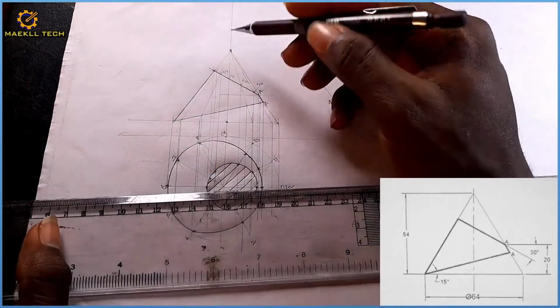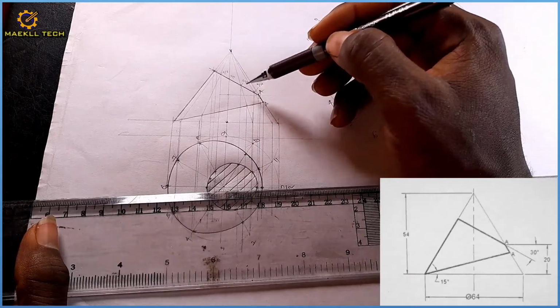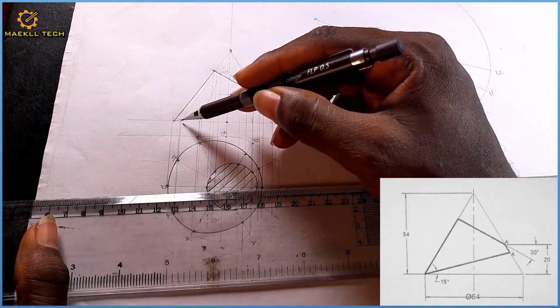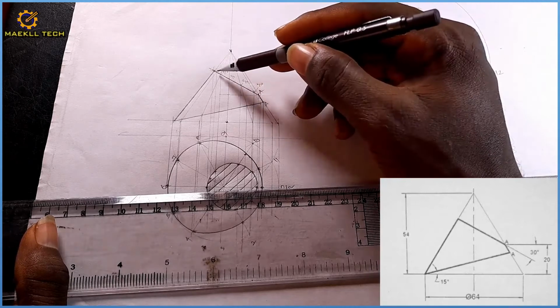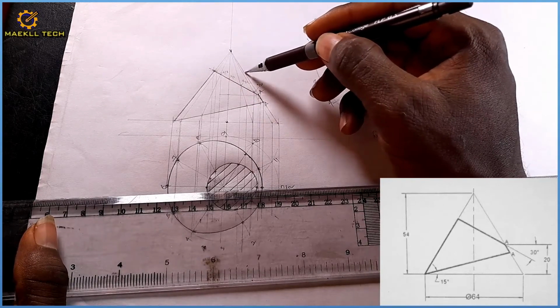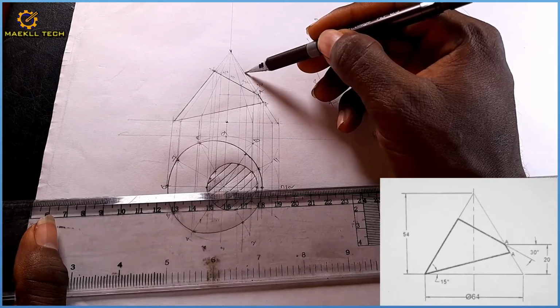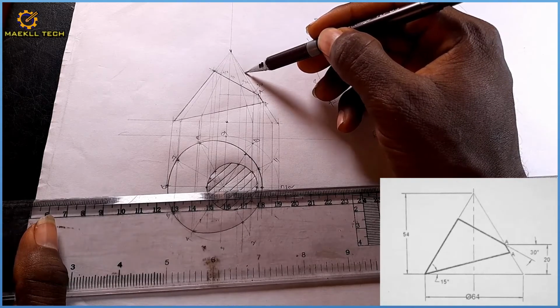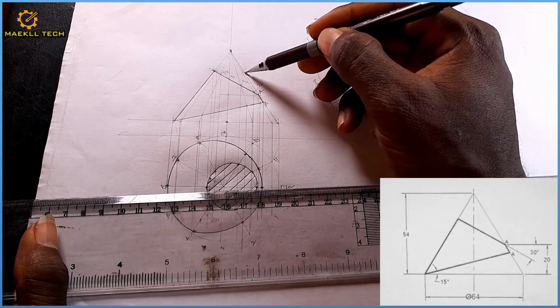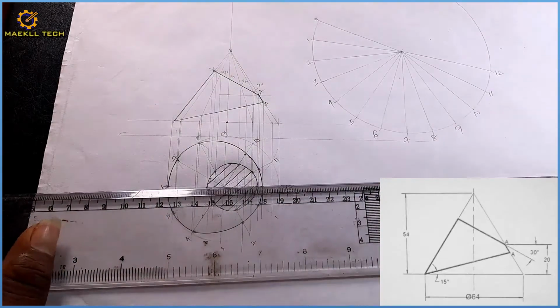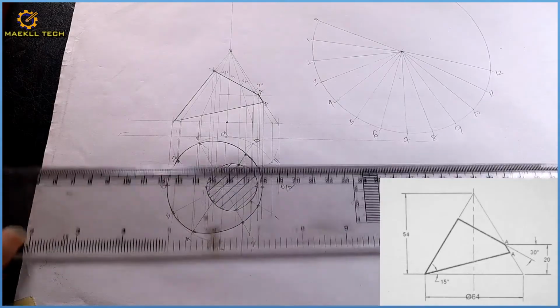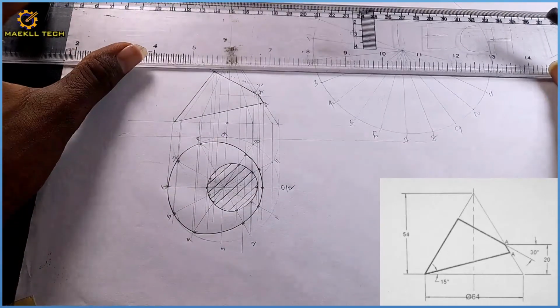So each of the spots where the line that moves from the base to the vertex touches the cutting plane here, I'm going to pull them horizontally till it touches the edge here. The reason I'm doing that is to get the true length of each of these spots, so that I can replicate them on my surface development. If you don't get what I'm trying to say, just follow me as I proceed.